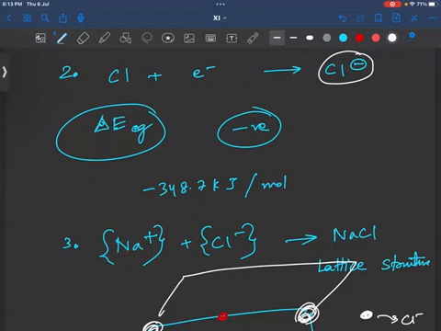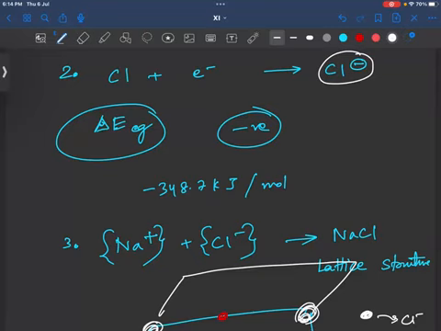M(g) forming M+(g) plus electron. N(g) goes to N+(g) plus electron. X(g) plus electron goes to X-(g). So the first one is ionization enthalpy. Okay? What is the second one? Electron gain enthalpy. And continue. M+(g) plus X-(g) goes to MX(s). Understood? Na+ and Cl- coming together and forming NaCl.